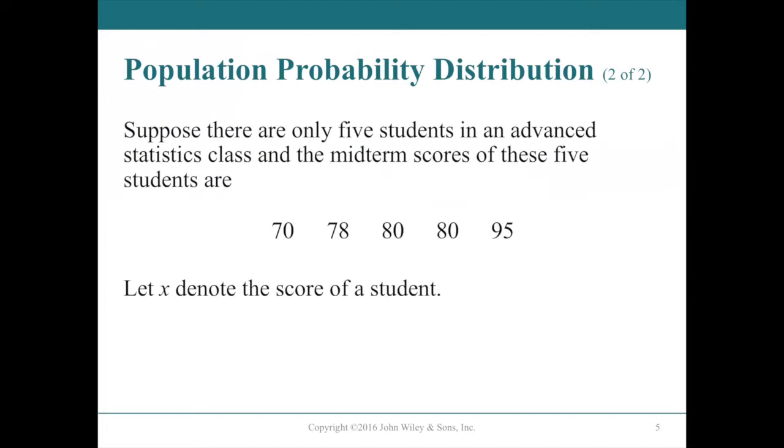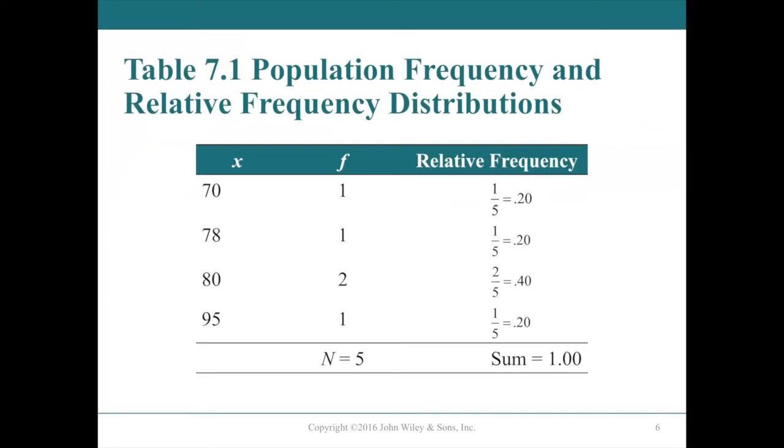And here are only 5 students in an advanced statistics class. Yeah, I've been there. 5, even less in some classes. And here are the midterm scores of these 5 students. Let X denote the score of a student. So what they've done is they've noticed that the 80 showed up a couple of times, which is fine. So we just simply put it as the frequency equaling 2. But the others only showed up once apiece. Total of 5, obviously. And by the way, this is a population, a very small population, but it's not a sample.